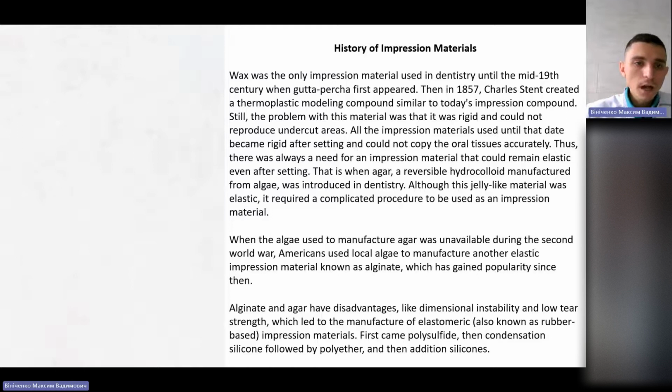Alginate and agar have disadvantages like dimensional instability and low tear strength, which led to the manufacture of elastomeric, also known as rubber-based, impression materials.